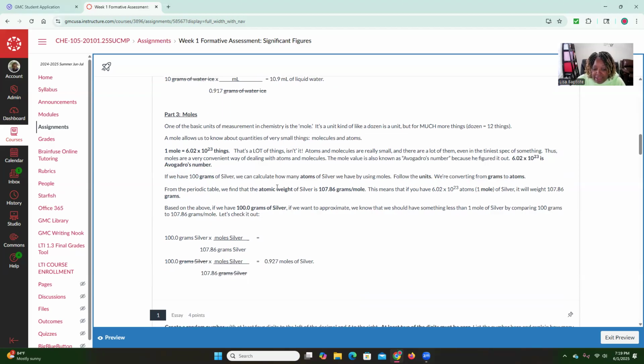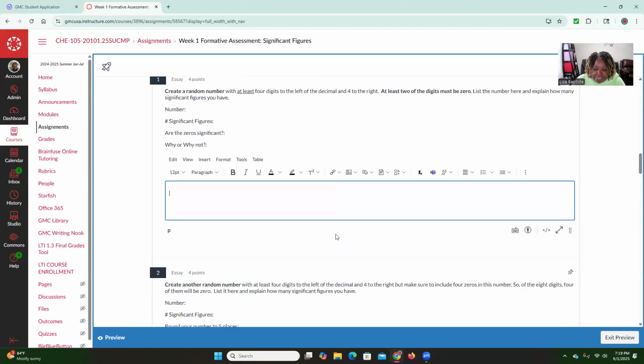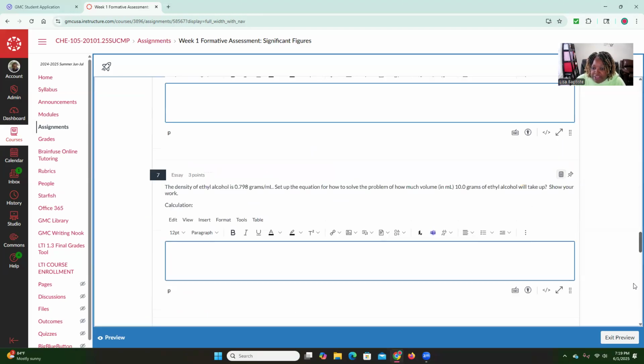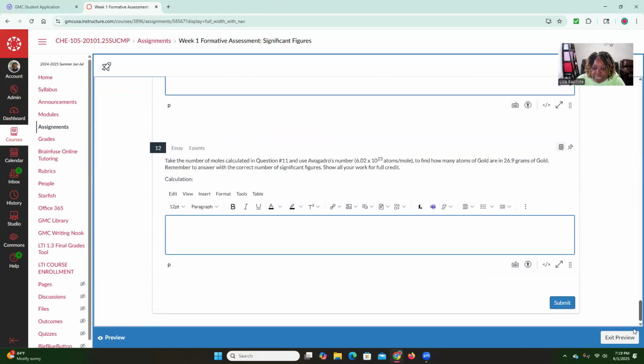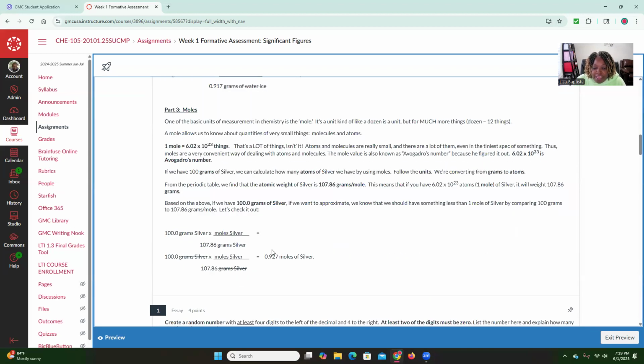So let's look at an example if we're looking at grams to moles. And then there's another example in your actual assignment where you're looking at atoms, okay? But we're going to look at grams first. So if we have 100.0 grams of silver, and we want to know how many moles of silver.